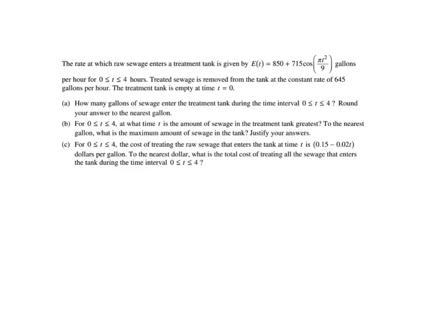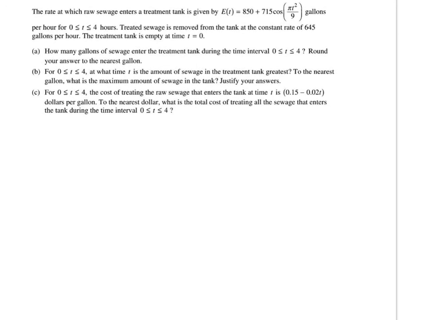Now you are asked to find the cost of treating the raw sewage. Okay, fantastic. So if I move this up, give myself a little more space. And so we are told that the cost is this function here per gallon. So basically we have the cost per gallon, and notice it's the cost of processing what enters, on the closed interval 0 to 4, and also again I want the nearest dollar.